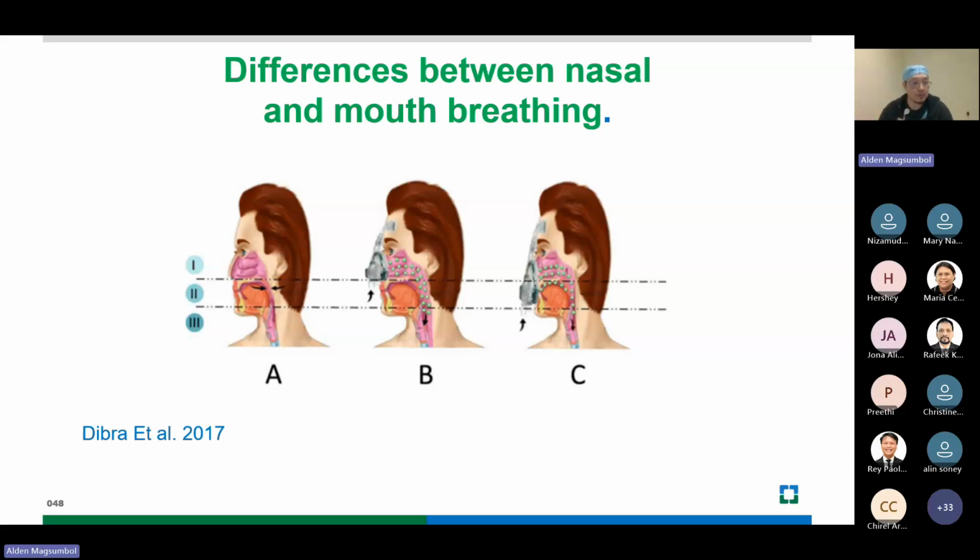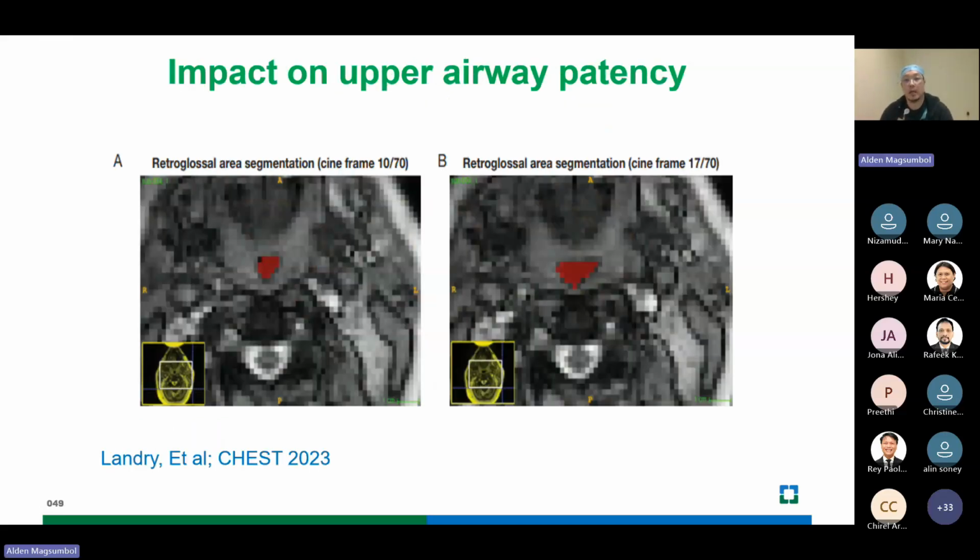In this study by Landry, using cine MRI sequences showing retroglossal airway slices from frames for the same participant in the same condition, you see the red areas that reflect the semi-automated airway area segmentation, and this visually represents the significant differences between oronasal and nasal masks in terms of pressure requirements, collapsibility, and anatomical changes. The images show that oronasal masks require higher pressures to keep the airway open compared to the nasal mask.